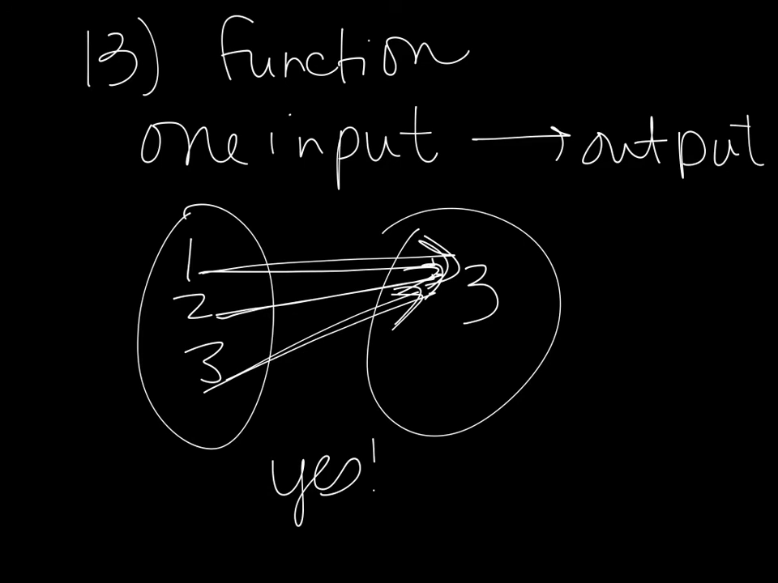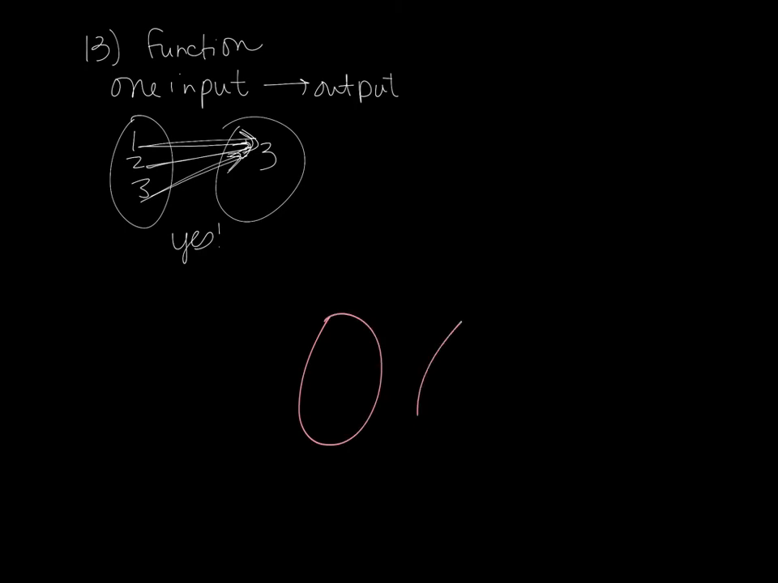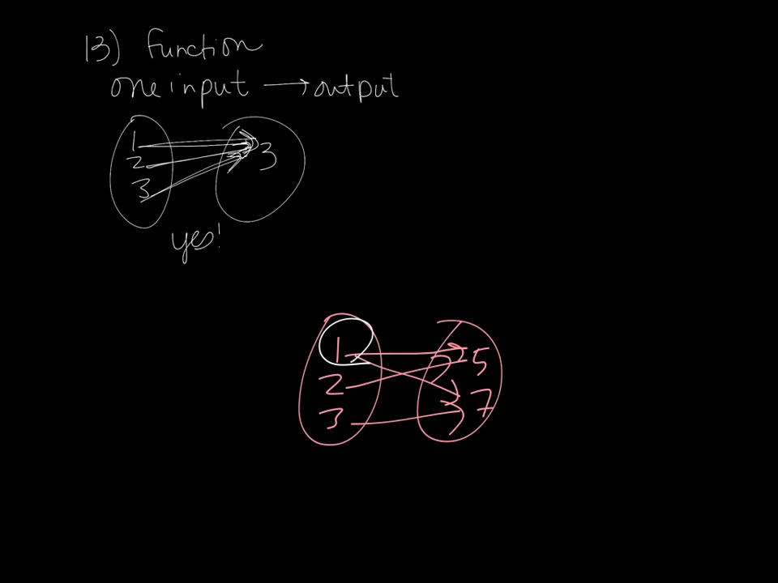Something that's not a function would be something like this. 1 goes to 5, and 1 goes to 7. 2 goes to 5, 3 goes to 7. The point is, 1 can't go to two numbers. He is double timing, he is not a gentleman. Get out of here! Alright, so that's not a function.